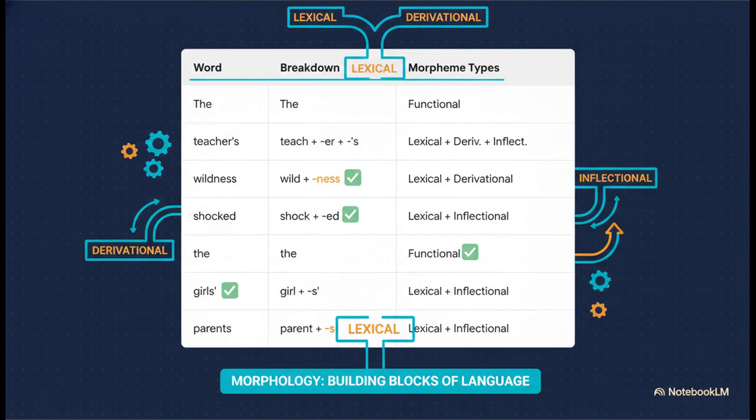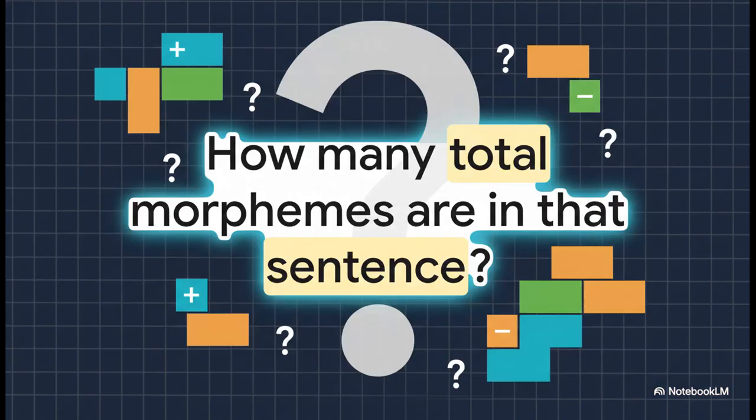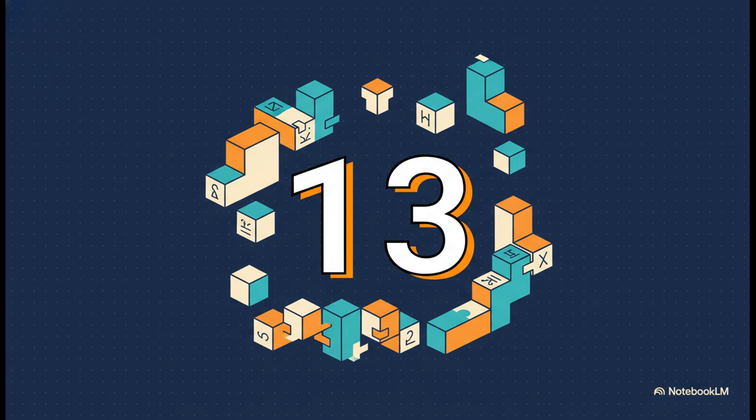Okay, so based on everything we just pulled apart, take a second. Pause if you want to. How many separate, distinct morphemes did we just find in that one little sentence? If you counted 13, you got it. That's right, 13 individual units of meaning all packed into just 7 words. That's what's so cool about understanding this stuff.